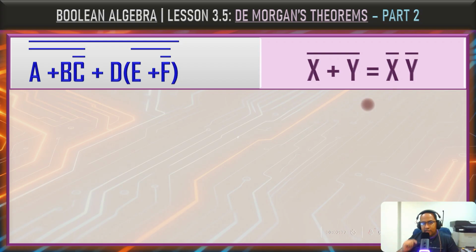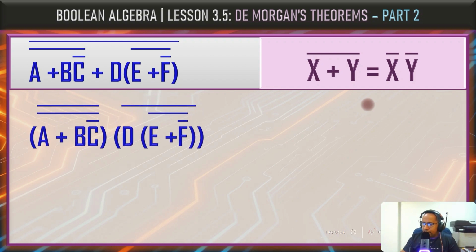Move the bar inside and switch the operation. So the expression becomes like this, okay? And as we can see, a sum becomes a product, and each term is inverted, where x is this block and y is this second block. The remaining terms stay the same.